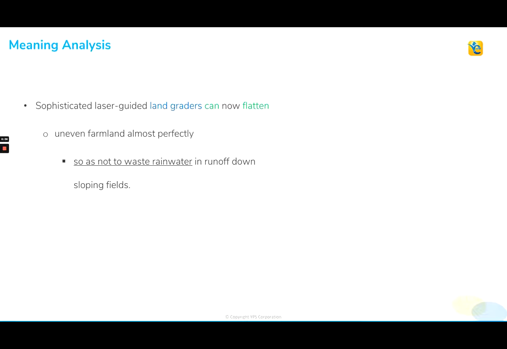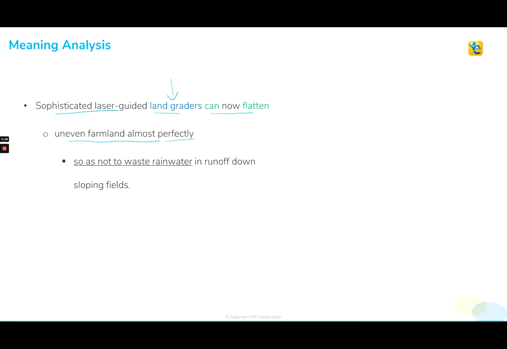The sentence begins by saying, sophisticated laser guided land graders can now flatten. Okay, so this sentence is talking about land graders. It appears to be some kind of a machine that can flatten something. What does it flatten? Uneven farmland almost perfectly. Okay, so land graders are used to flatten the uneven farmland, and the sophisticated laser-guided land graders appears to be an advanced version of this machine. They can actually flatten uneven farmland almost perfectly. That's what the author says.